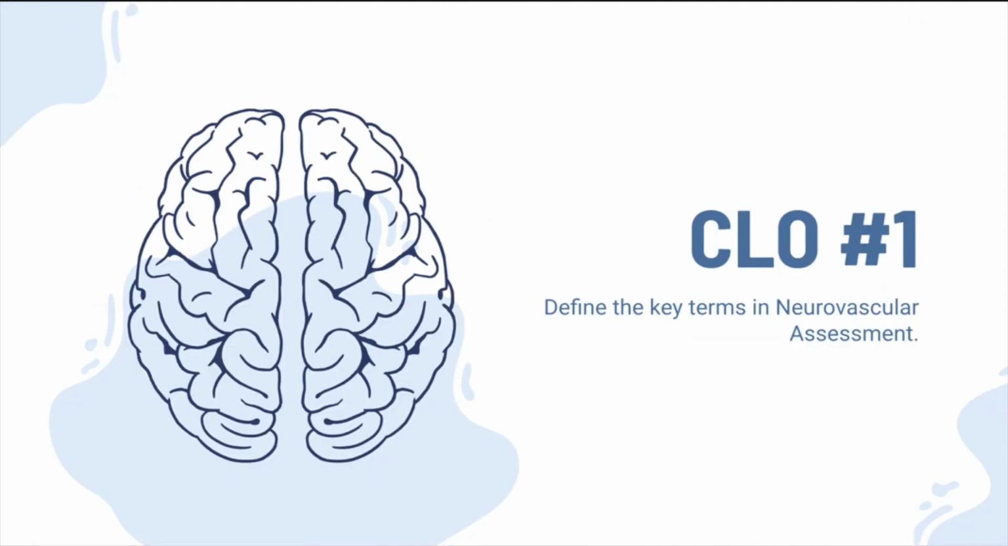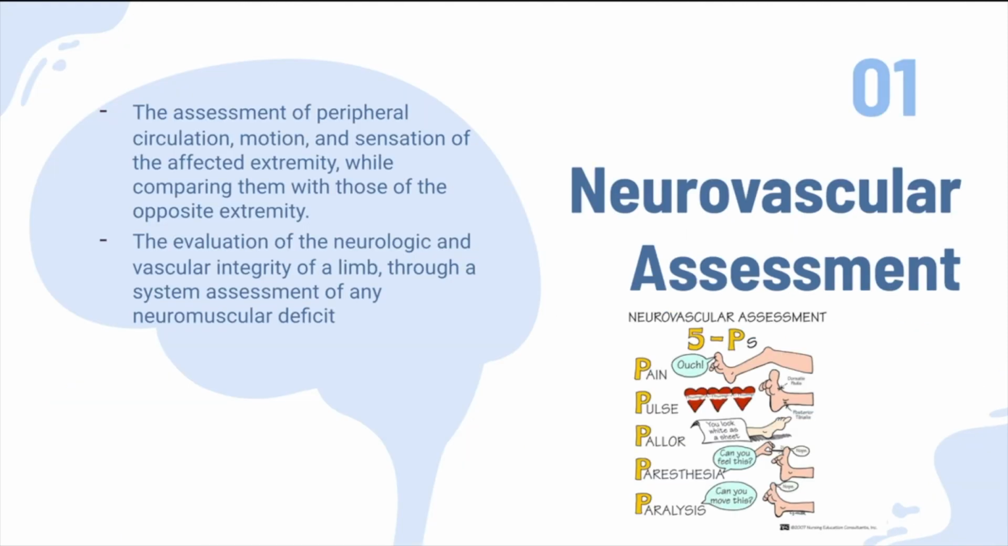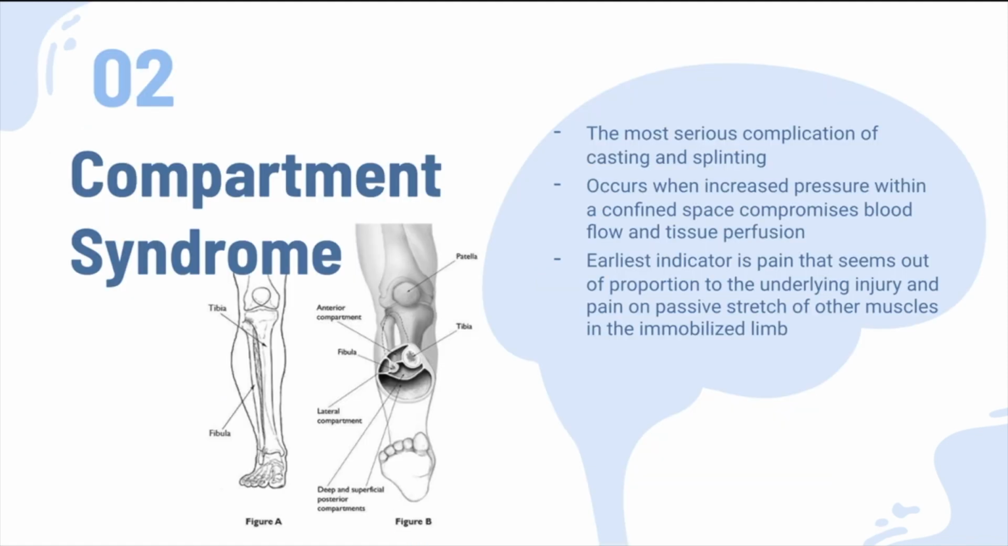The CLO 1 is to define the key terms in neurovascular assessment. Neurovascular assessment is the assessment of peripheral circulation, motion, and sensation of the affected extremity, assessing the fingers or toes of the affected extremity and comparing them with those of the opposite one. This involves the evaluation of the neurologic and vascular integrity of a limb through a systematic assessment of any neuromuscular deficit, which can allow for appropriate treatment.